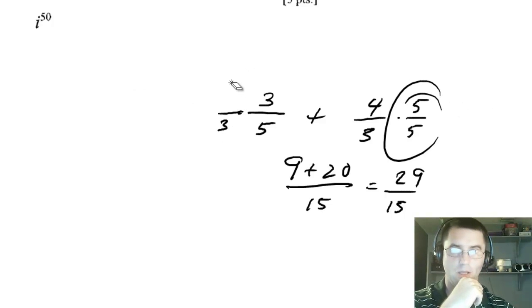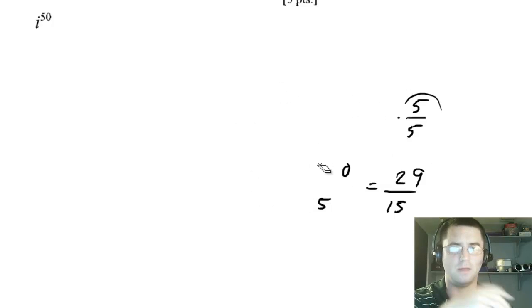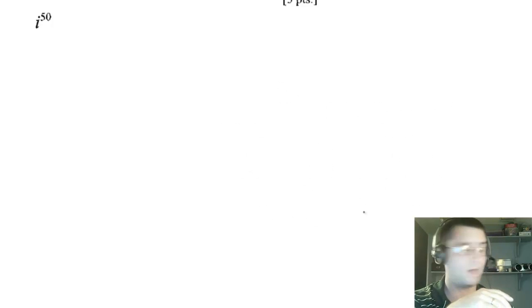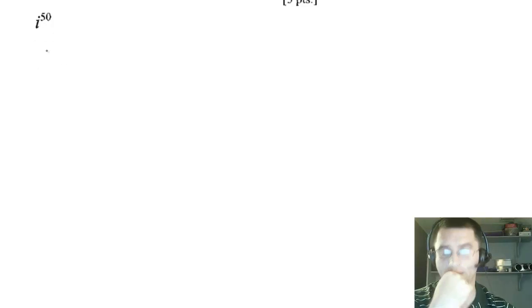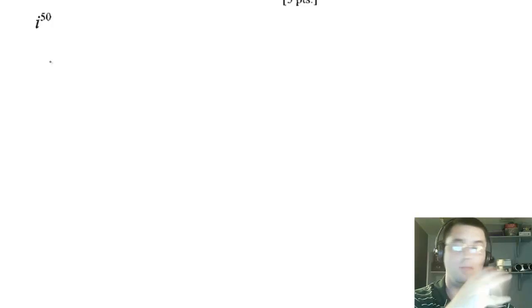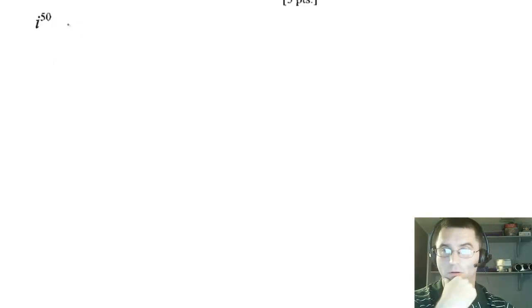Up here, I'm going to multiply or divide by 1. What do I mean by that? I'm going to multiply or divide by I to a multiple of 4. Or you could think of it like this. We'll do it a couple ways.